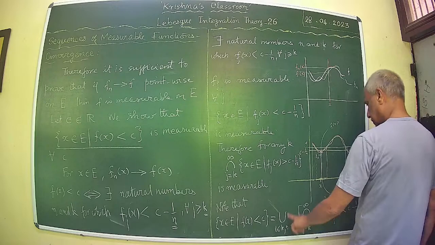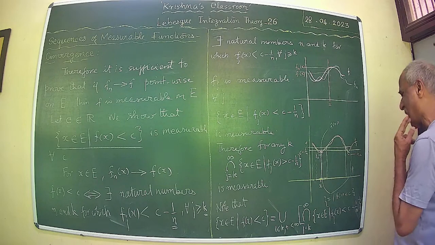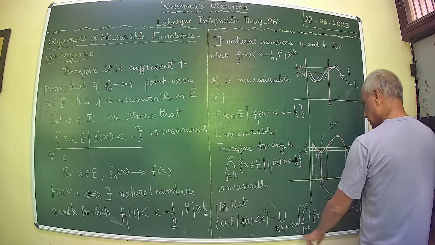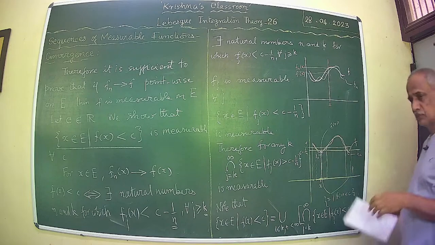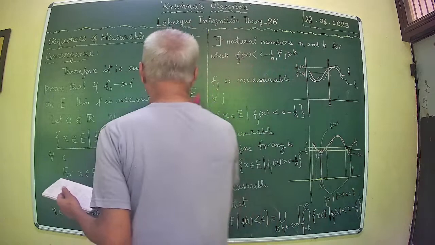For some value of k, and then it is there. Conversely, every point in this, you first take the intersection and then the union, this is there in this collection. Therefore, these two sets are equal. Use the point-wise convergence. Need a little bit of careful analysis.